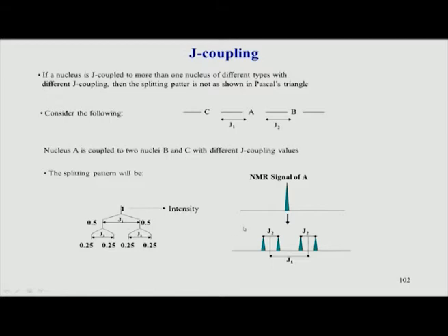So, the main point to remember here is that you have to first consider the bigger coupling value and then go to the smaller coupling value. So, decide first which is the bigger value, if you know the value, and then based on that you split it first, then take the smaller value and split it further.